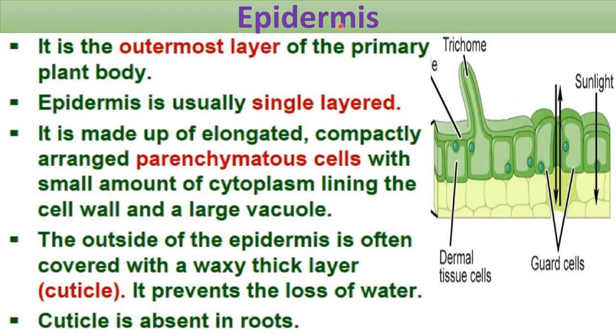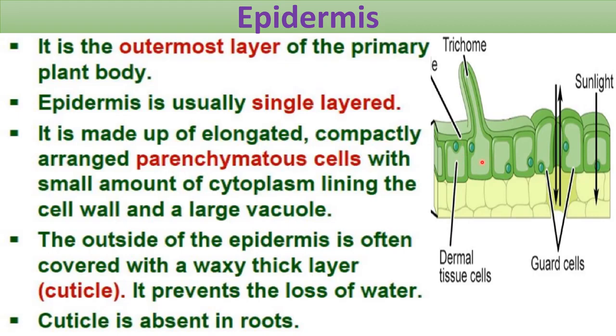So epidermal cells make epidermis. Okay, so epidermis is the outermost layer of primary plant body. You can see here, this is the epidermis. So this is the outermost layer. Epidermis is usually single layered. As you can see here, single layer of cell is present. Okay, it is made up of elongated, compactly arranged parenchymatous cells.